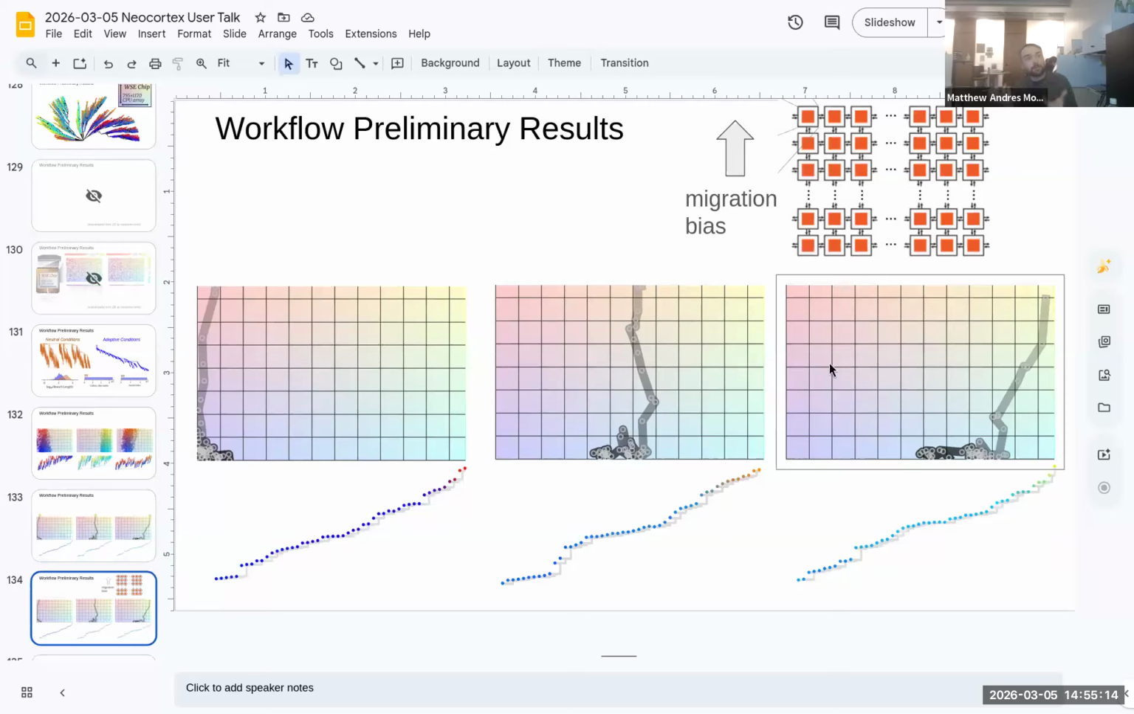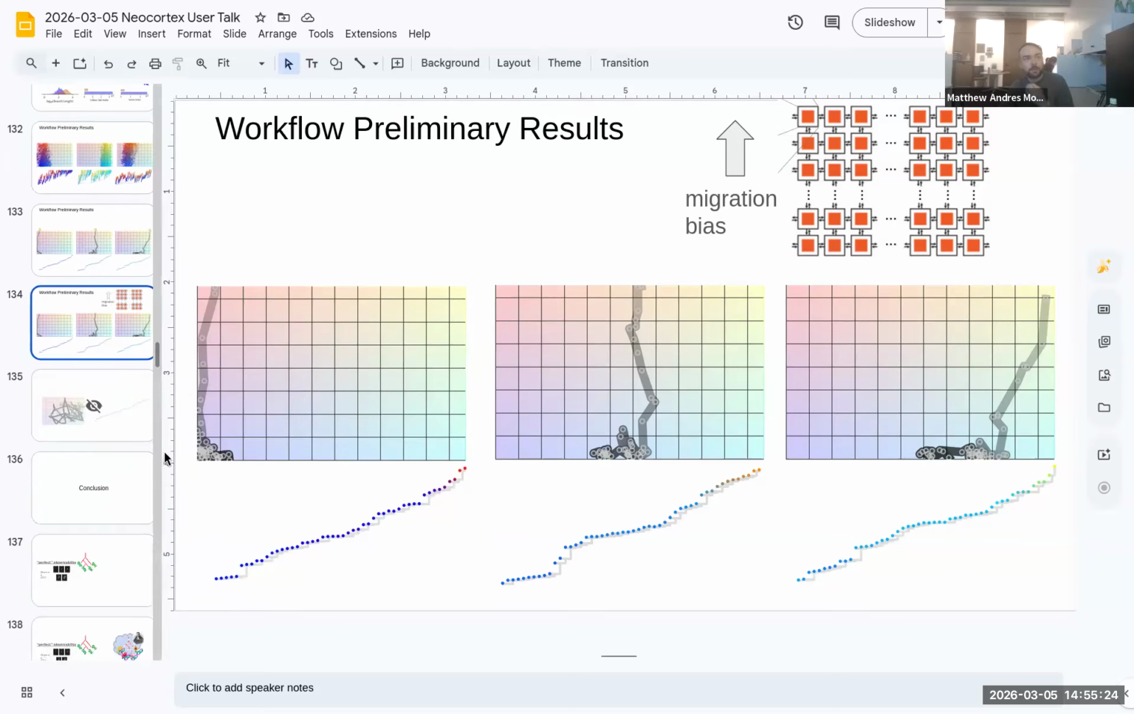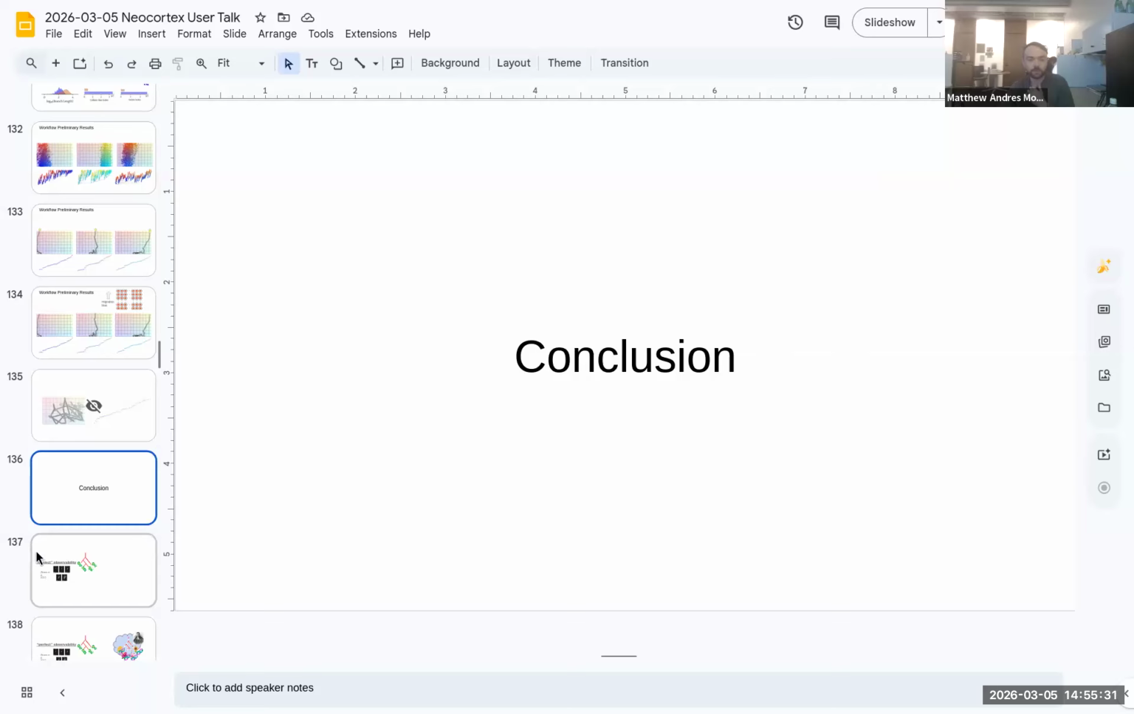But having this phylogeny data and looking at the spatial distributions allowed us to recognize and diagnose this underlying issue in the simulation. So it's already being put to use. I'm going to fast forward through the conclusion so we can get to questions.